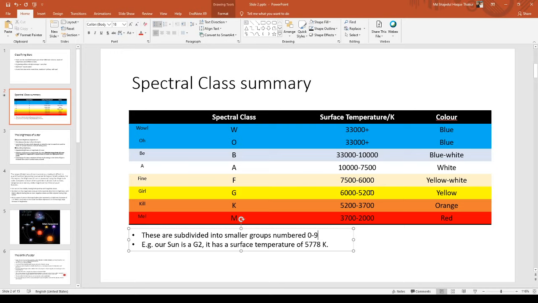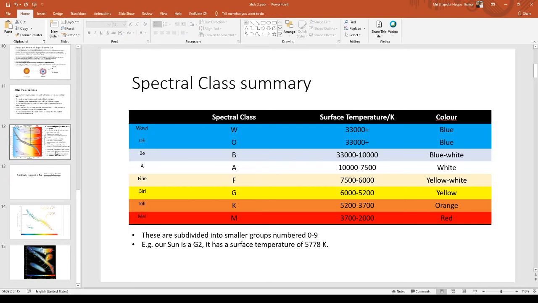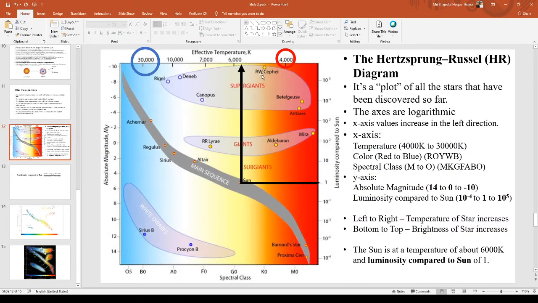So K0 means 5,200 Kelvin, and you can see that if you go here, K0 is about here, so that will be about 5,000. This is a logarithmic scale, so it's going to be a little weird for you to visualize, but yeah.